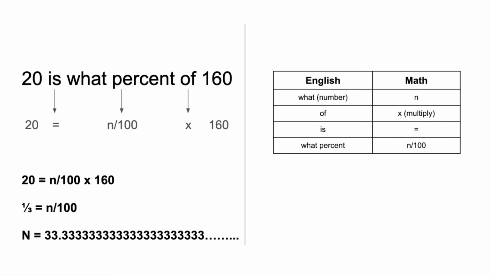So we can divide both sides by 160 and we are left with 20 over 160, or 1/8, equals n divided by 100. We know multiplication cancels out division, so we can multiply both sides by 100 and we get 100 over 8, or 12.5, equals n. So our answer is 20 is 12.5% of 160. And that concludes our lesson on percents.